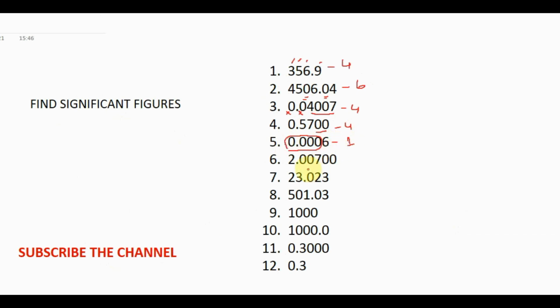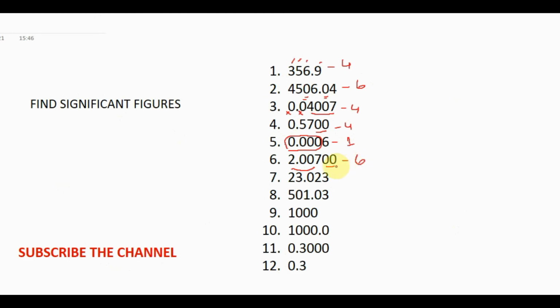Next, 2.00700. Here the zero is trapped between 2 and 7, and after the decimal place the zero is trailing. So all are significant: 1, 2, 3, 4, 5, 6. 6 is the significant figure.